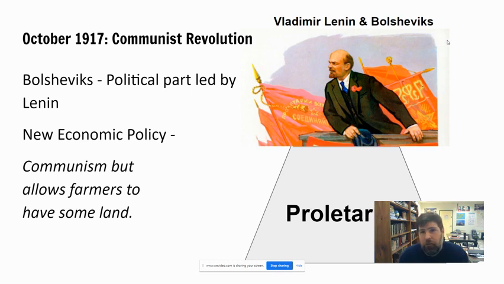And this is the Communist Revolution, where the Bolsheviks, who are a communist political party, led by Vladimir Lenin, overthrow the provisional government and take over and form a communist government that is leading Russia. And so now you can see Vladimir Lenin there.